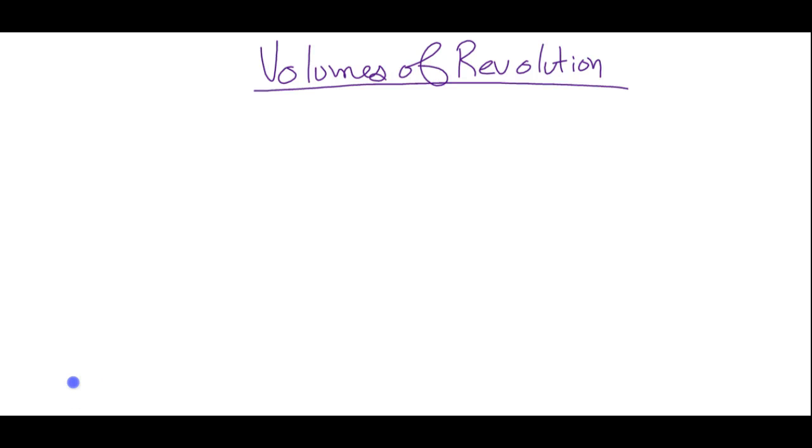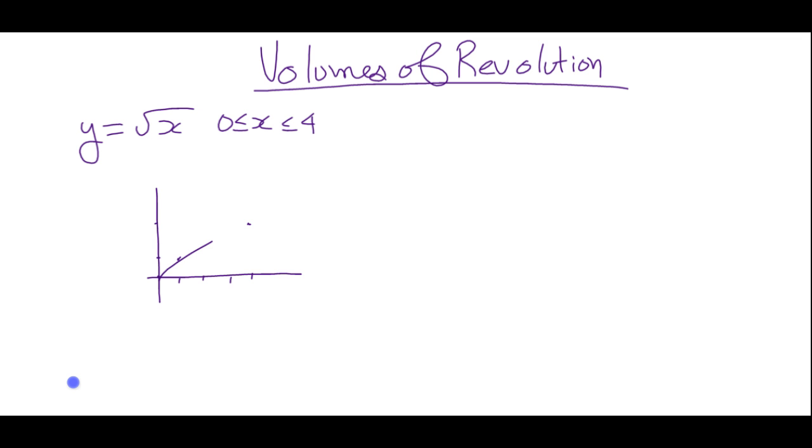So let's start with y equals square root of x, and we're going to go from 0 to 4. So the square root of 0 is 0, and the square root of 4 is 2. Okay, so we've got this, right? Square root of x should actually be a little different-ish.